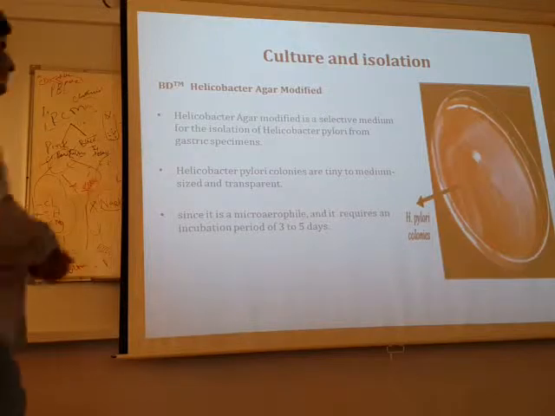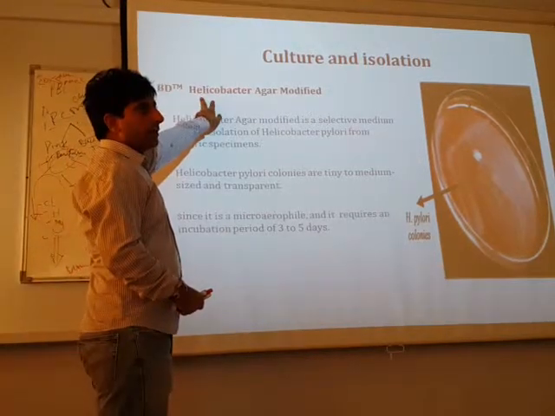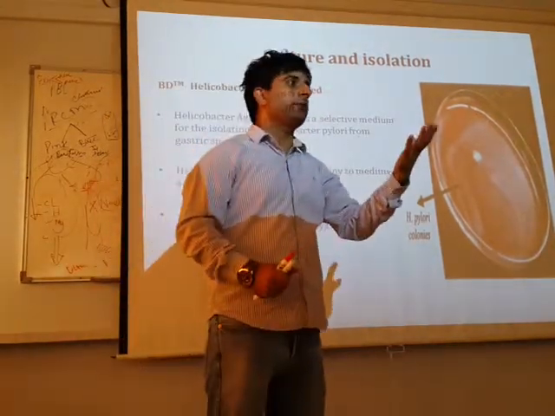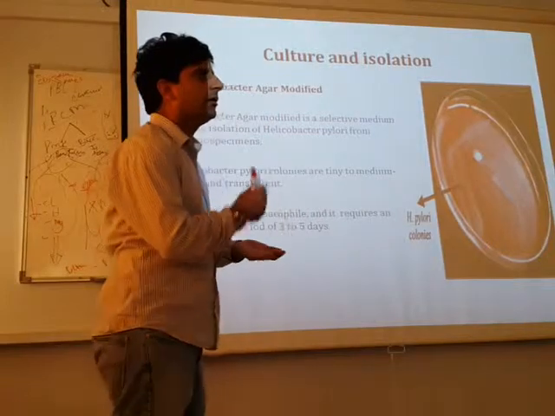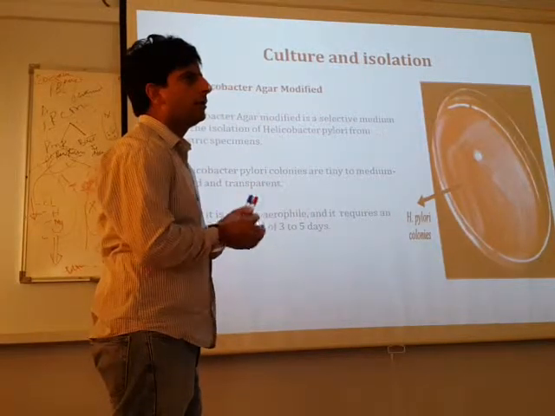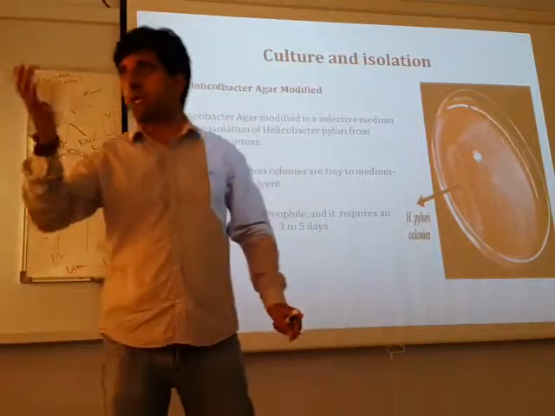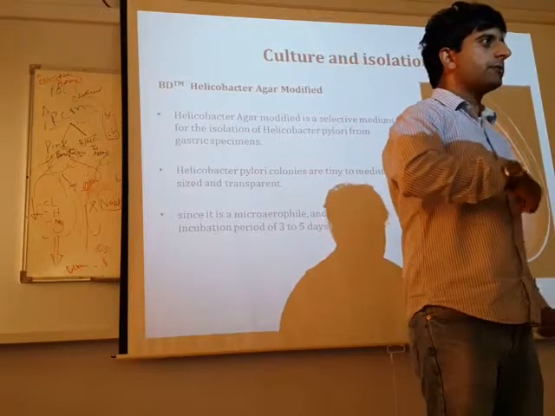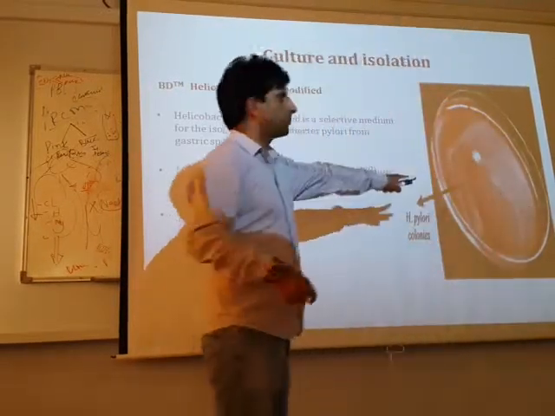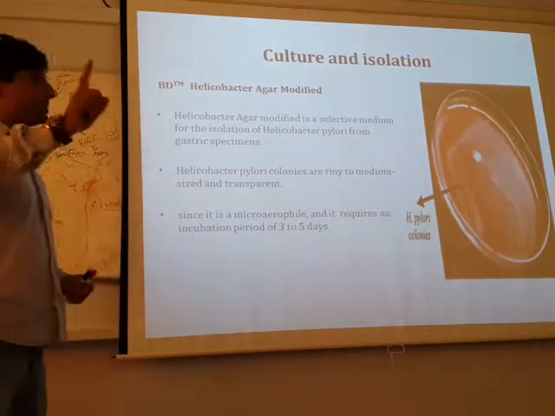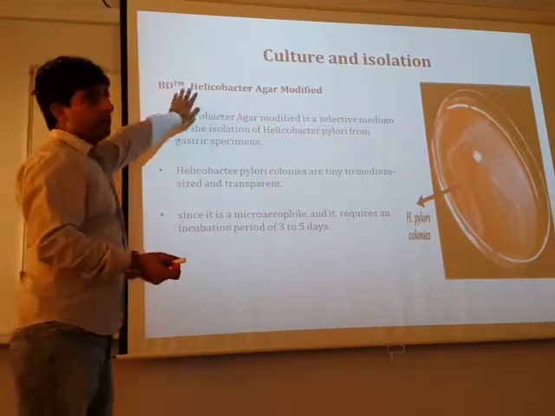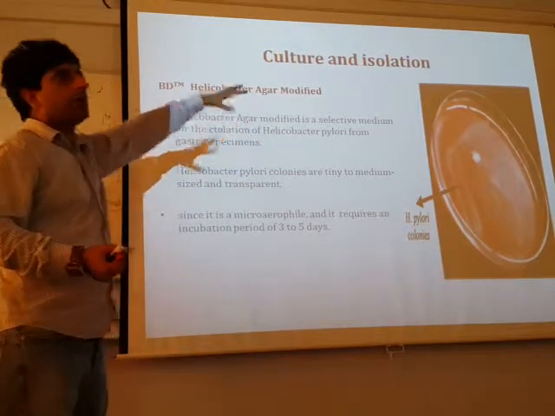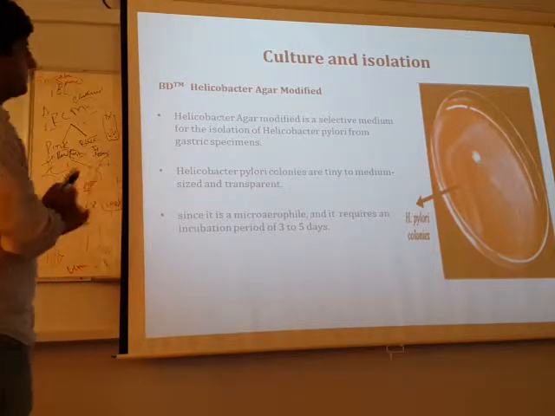So how is it isolated? Using what material? It is a Helicobacter agar modified medium. This medium is particularly made for Helicobacter. If the urea breath test comes positive, you take a sample from the stomach and culture it on this media and you see this type of colonies. Urea breath test is the most specific, but this media is particularly prepared for Helicobacter. It will not allow other microbes to grow. Why is this?